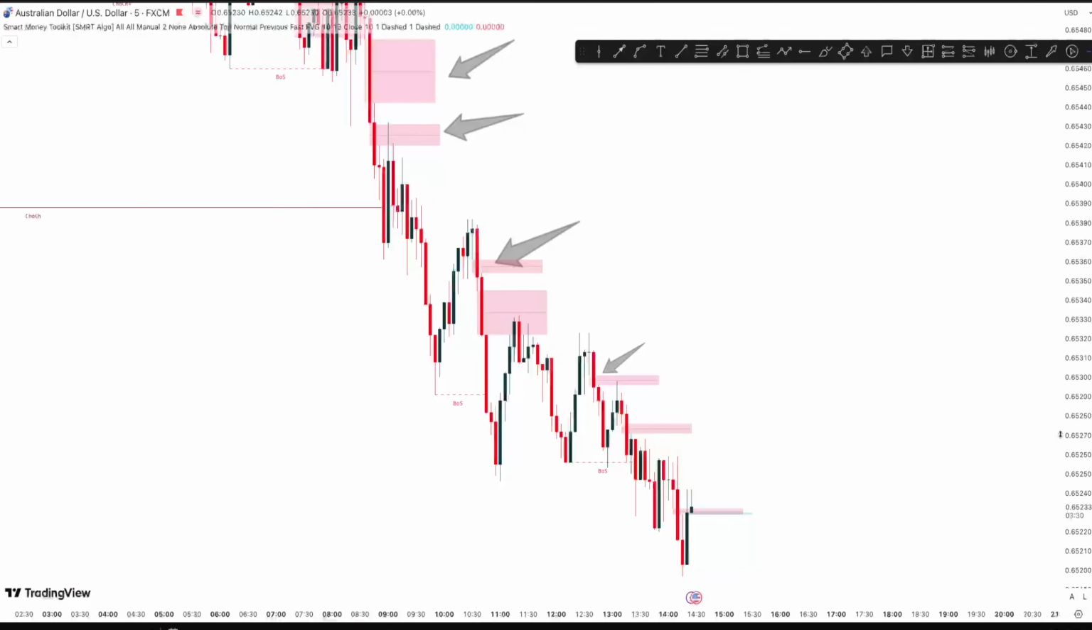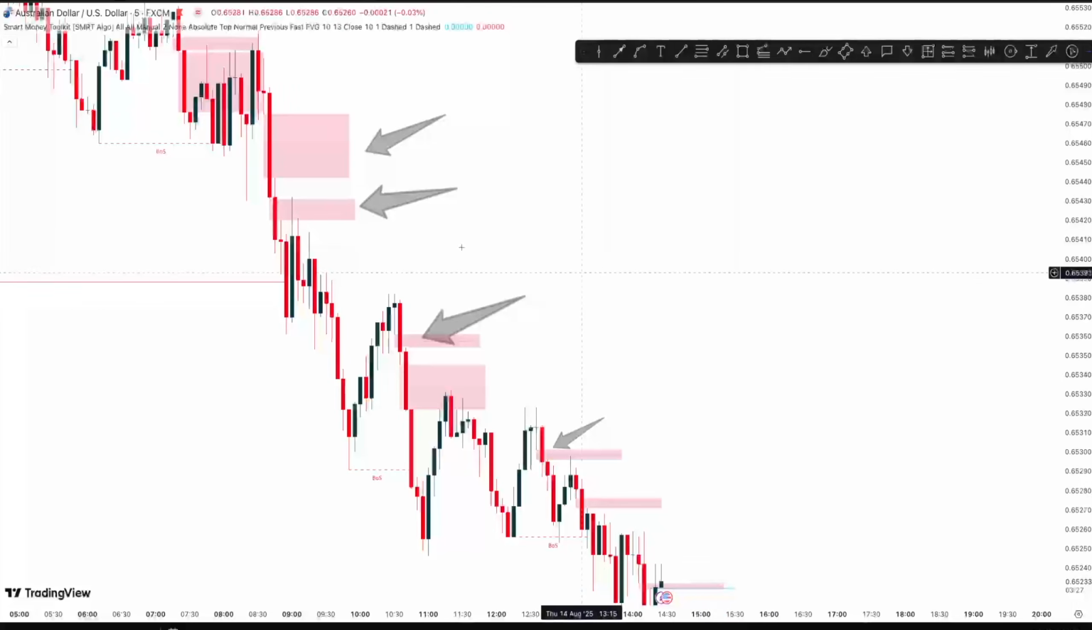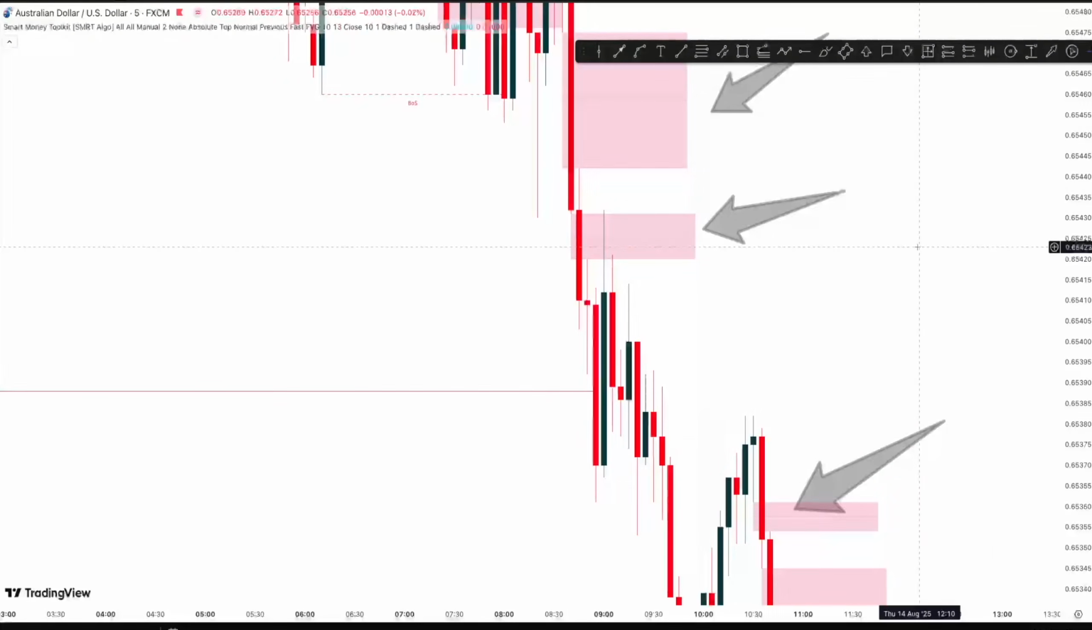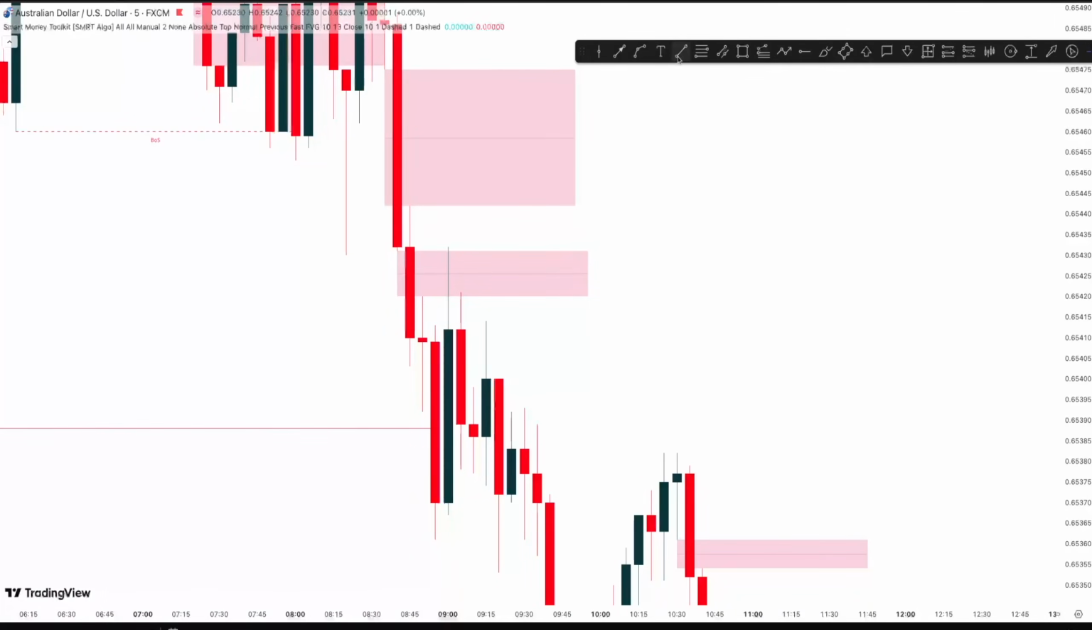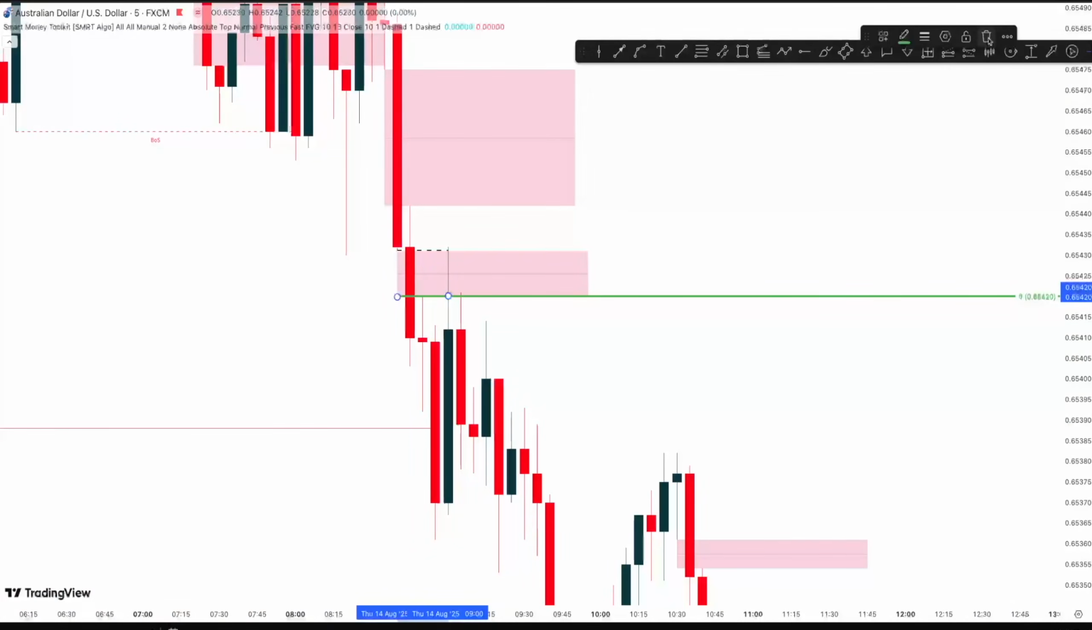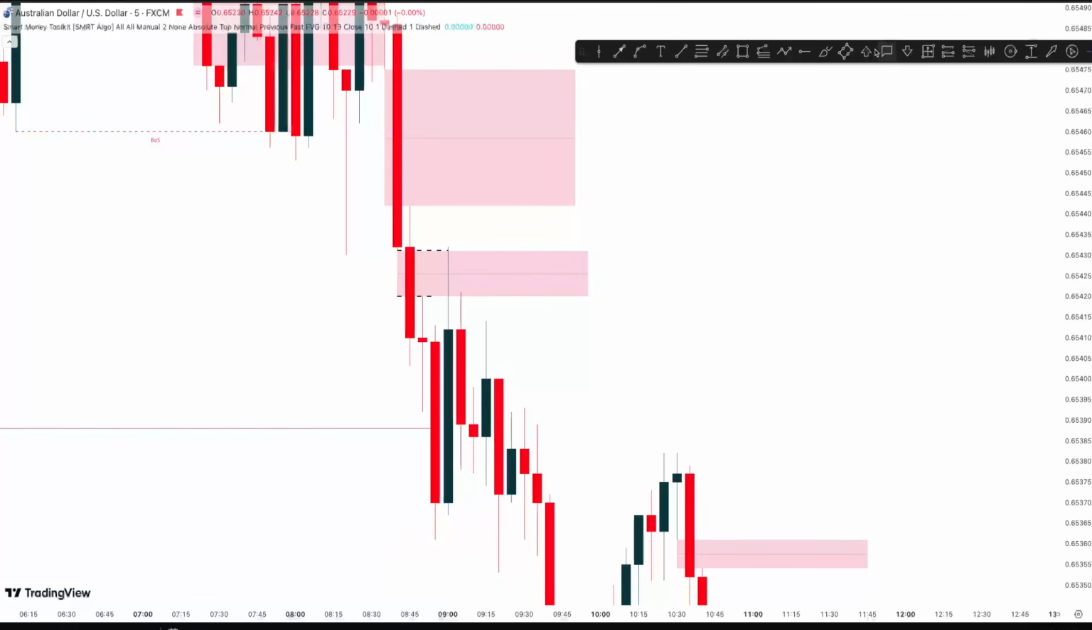So for us to trade this kind of behavior, it's pretty simple. Let me show you with this one here. If I wanted to trade this one, it's going to be very, very easy to trade. I see that we have a gap from this high to this low here.